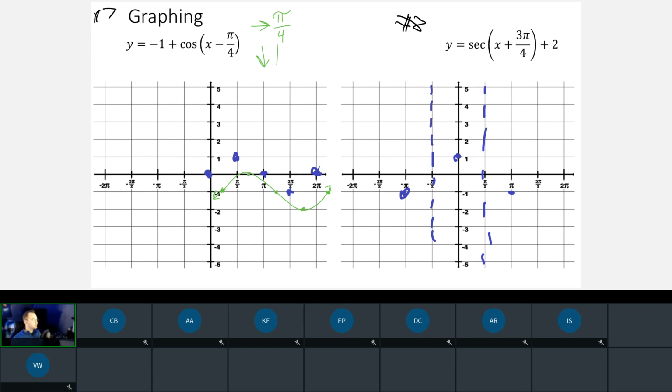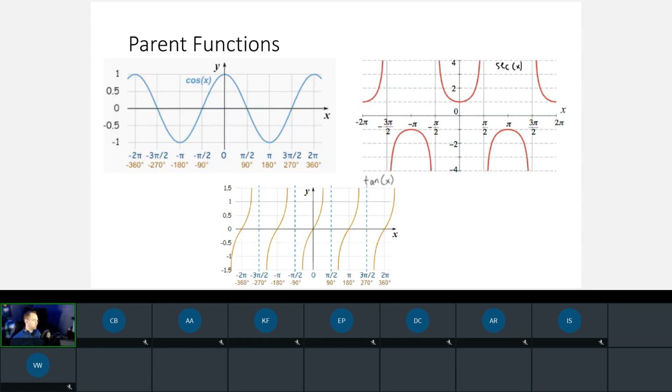Okay, good. All right. Everyone go into GeoGebra and type in secant of x. Actually, you don't have to. I have it on this page here. I forgot I had it here. So this is the parent function, secant of x. We have asymptotes at negative pi over 2, at pi over 2, and so forth. So every pi, we have an asymptote.